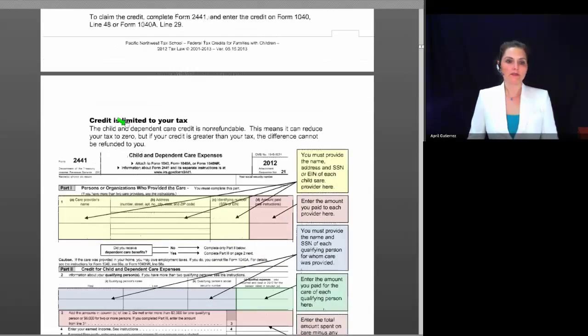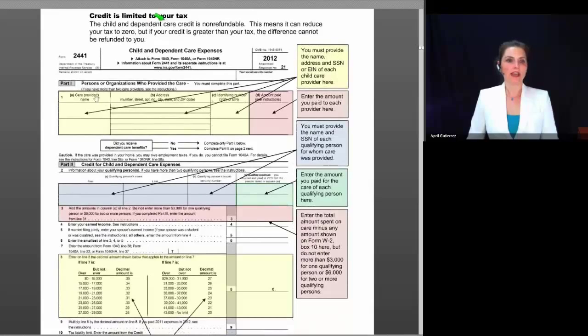Now, to claim the credit, you have to fill out Form 2441, and I've got it right here. The final rule is that the credit is limited to your tax. Your child and dependent care credit is non-refundable. This means it can reduce your tax to zero, but it cannot generate a refund, and there is no carry-forward provision if you're unable to use it.